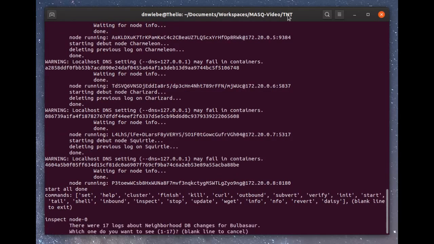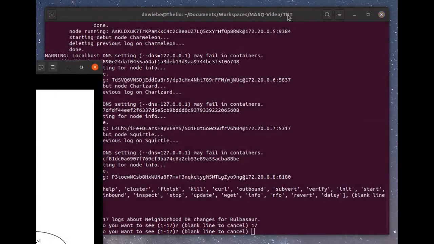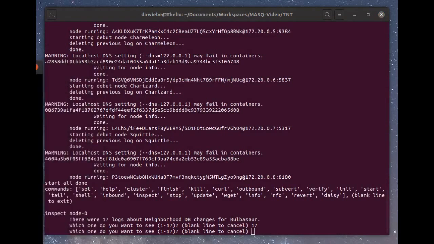It says it just scanned through the log for node 0, and there are 17 logs about the neighborhood database changes for Bulbasaur. Which one do you want to see? Usually you want to see the latest, but you can take a look at any one if you want. I want to see the latest, so I'm going to say 17. Now, I don't know how that's set up, but I'm going to show you the window that just popped up.